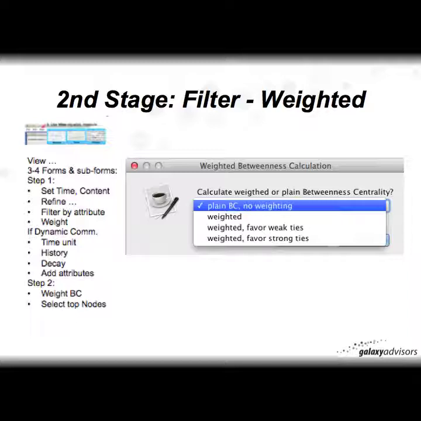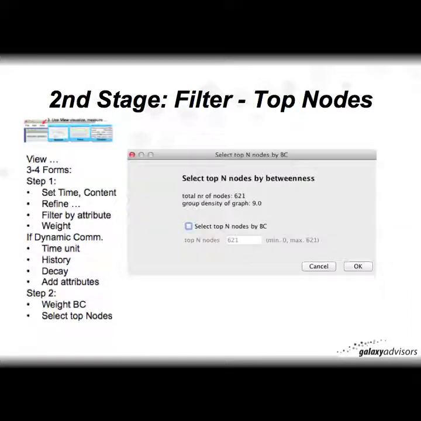You can actually choose to weight it, or weight it by favor of weak ties, or weight it in favor of strong ties. Now, a weak tie is 2 steps or more away from a central node, and a strong tie is typically considered those that are direct linkage.